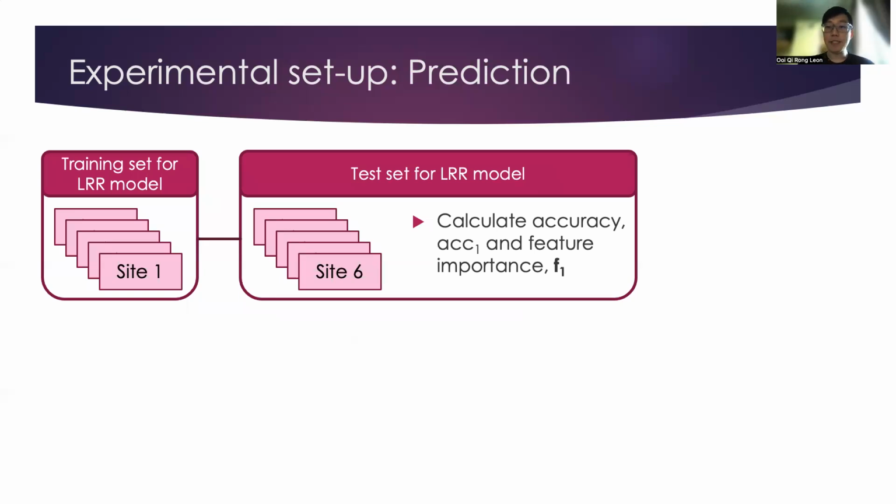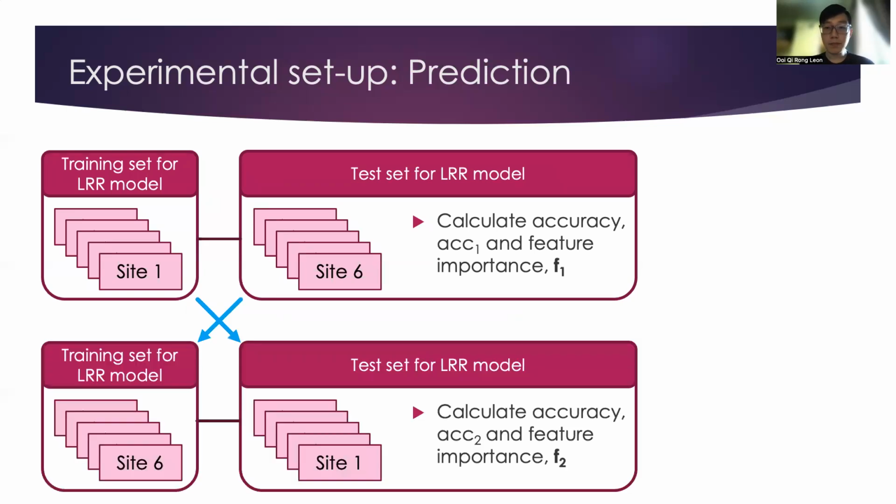After this, we swap the participants in the training and test set. So now the participants in the previous test set are now used for training, and the participants in the previous training set are now in the test set. We retrain the model again and calculate the accuracy and feature importance again to find ACC2 and F2. This means that ultimately we should have 2 accuracy numbers, and for each method of calculating feature importance, we have 2 vectors describing the importance of each entry of the FC matrix.